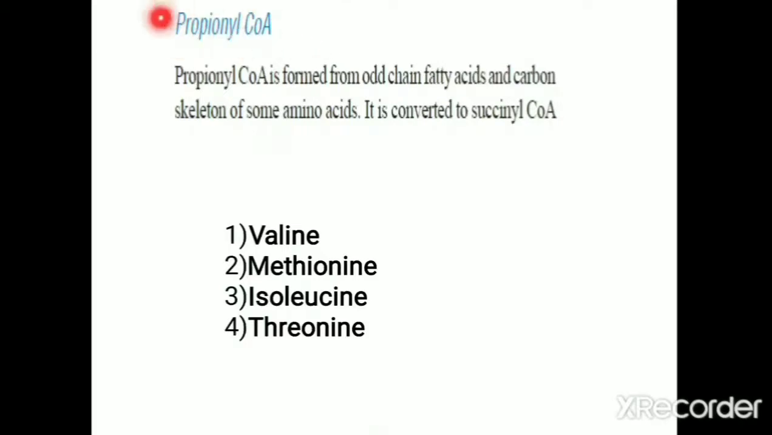And the third substrate is propionyl CoA. So you should know what are the reactions which produce propionyl CoA in our body. The major reaction is the metabolism of odd chain fatty acids. The metabolism of odd chain fatty acids produces propionyl CoA, and this propionyl CoA is an important substrate for gluconeogenesis. And other reactions are the metabolism of certain amino acids, especially valine, methionine, isoleucine and threonine. So this amino acid metabolism also produces propionyl CoA.